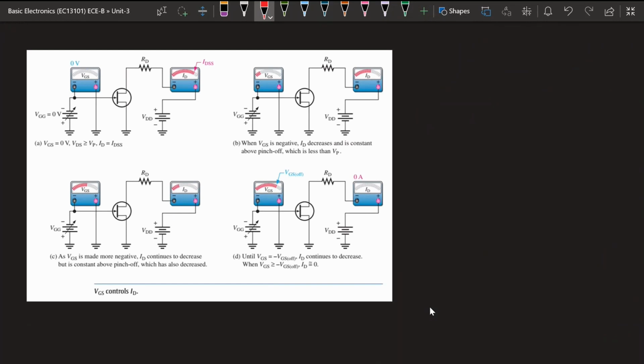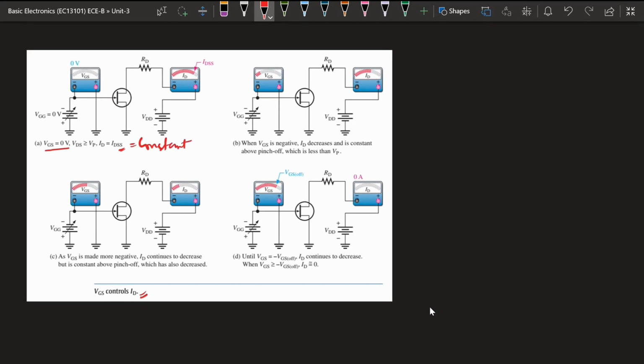Okay, so this is how the VGS controls ID is given. The similar curve is given in the previous, we have already seen. This is the case where VGS equals 0 and VDS is greater than VP. Drain to source voltage we have applied greater than VP. At that time, ID equals IDSS. All these concepts we have already seen, just go through it. So ID equals IDSS when VGS equals 0. At that time, whatever the current will be, that will be IDSS. That will be a constant current.